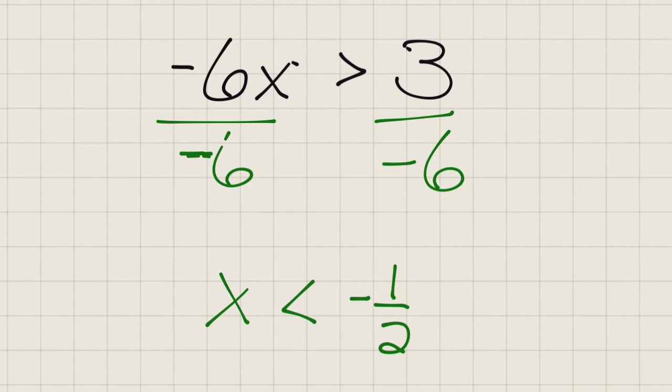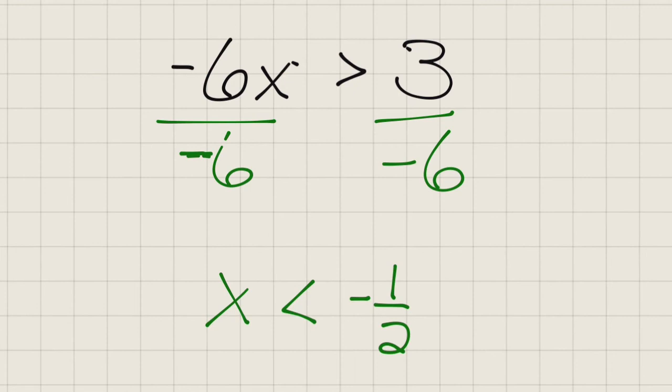If x was negative 1, you'd have a positive 6 here because you'd have a negative times a negative. And Isaiah, you're right. It would work. Does a negative 1 work here? Is negative 1 less than negative 1/2? It is. Negative 1 is further away from 0 than negative 1/2 is. So you see by flipping the sign, we are able to maintain the value of the inequality. If you didn't flip the sign, it would be wrong. So you have to flip the sign when you're multiplying or dividing by a negative.